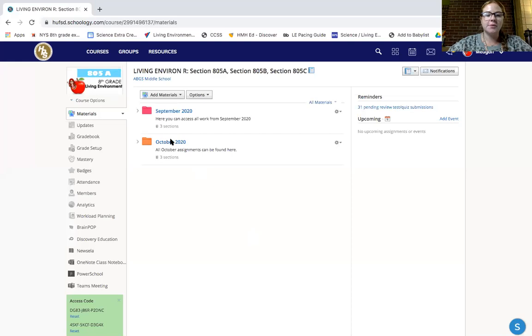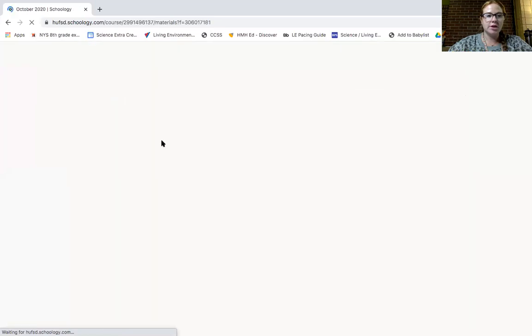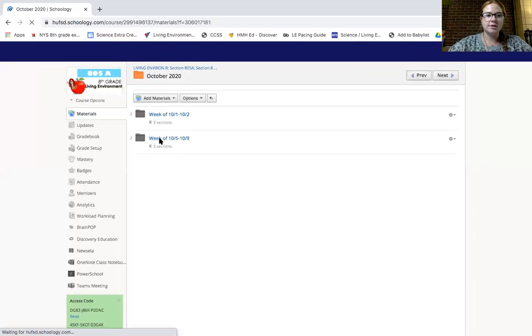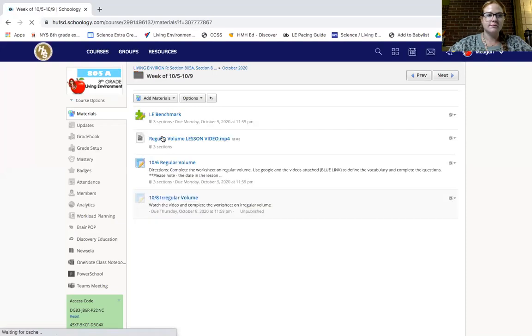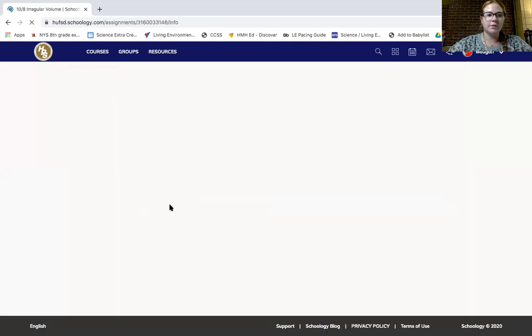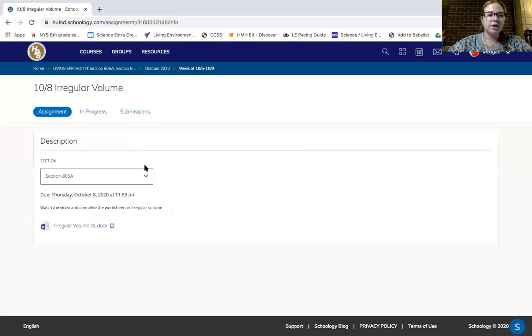So for today's assignment, you're going to go to October 2020, and you are going to go to this week, which is this folder right here. And then you're going to click on today's assignment, Irregular Volume. It should bring you to this page, and you should be able to click or view the document.